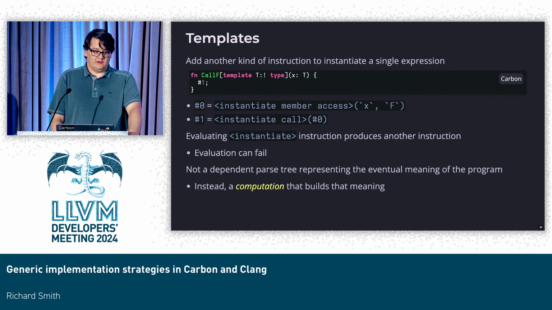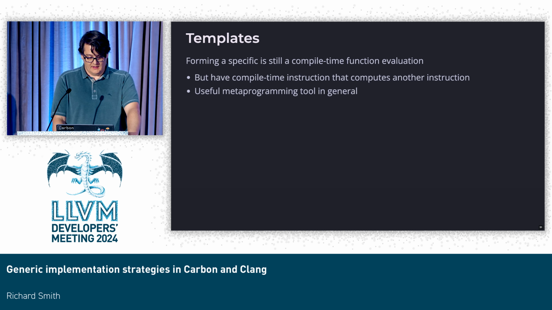So what this means is our representation isn't a dependent parse tree that represents the eventual meaning of the program in the way it is in Clang. But instead, it still remains a computation that determines the meaning based on the arguments. And forming the specific, as I said, is still compile time function evaluation. We also get a side benefit that this sort of forces us to have instructions in IR that perform certain instantiation tasks, which is generally a useful metaprogramming tool to have anyway.